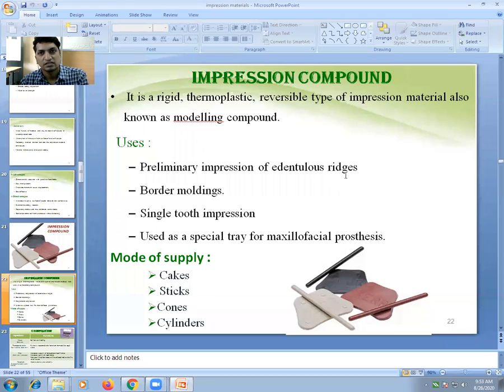Second is border molding, which is the second step of denture fabrication. Then it is also used for single tooth impressions and fabrication of special trays.